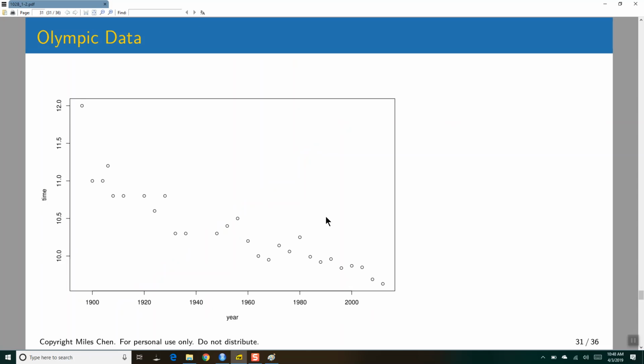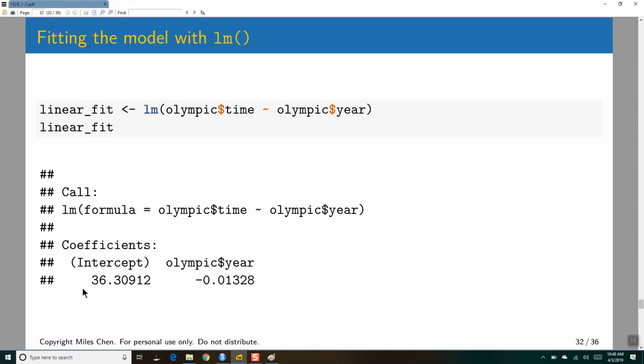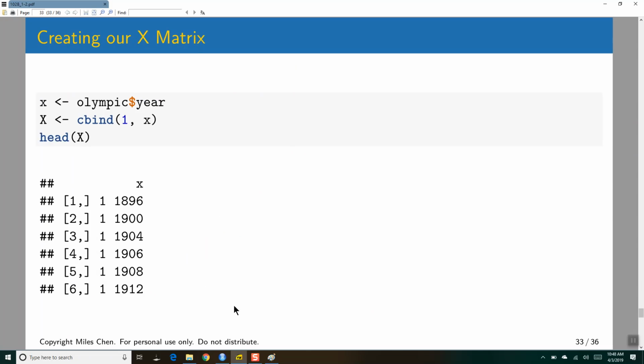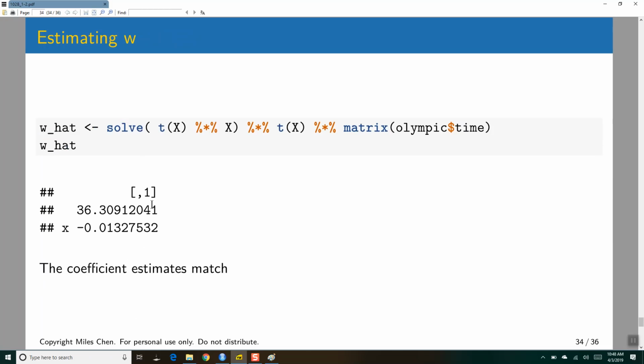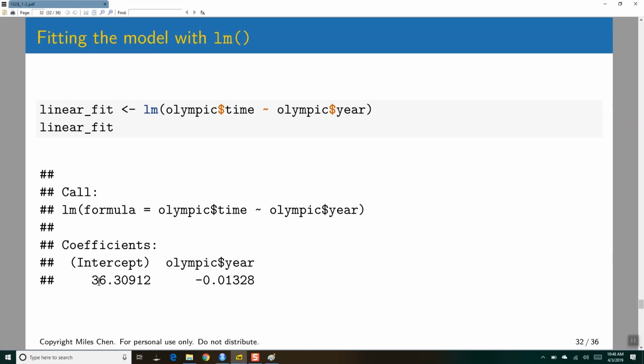The Olympic data looks like this. I can do a linear fit, which will give me this intercept and this slope. Then to create my x matrix, I just bind ones to the x column, and then I do x transpose x inverse, x transpose t. This time t has to be a matrix made out of the Olympic times. And we get the intercept is 36.309, and the slope is negative 0.0327, which we can see is exactly what we got over here.